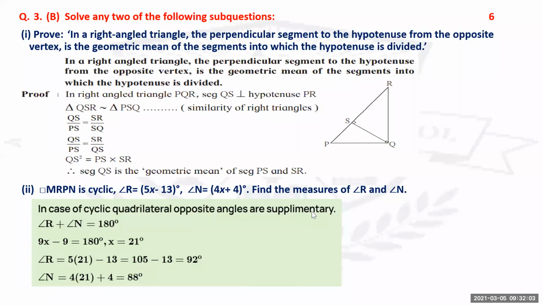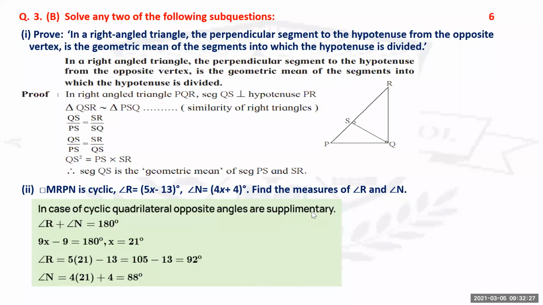Now check here. You get this kind of questions. In a right angle triangle, the perpendicular segment to the hypotenuse from the opposite vertex is the geometric mean of the segments into which the hypotenuse is divided. This is the geometric mean theorem, chapter number 2. So I've written the proof for this.